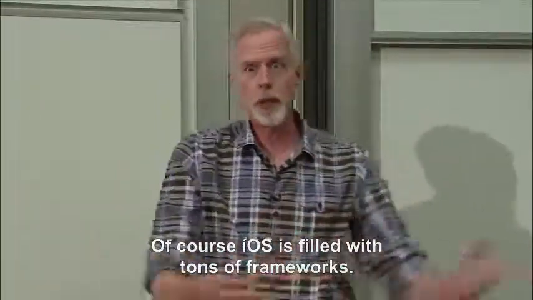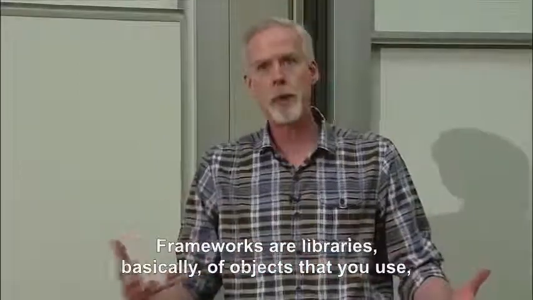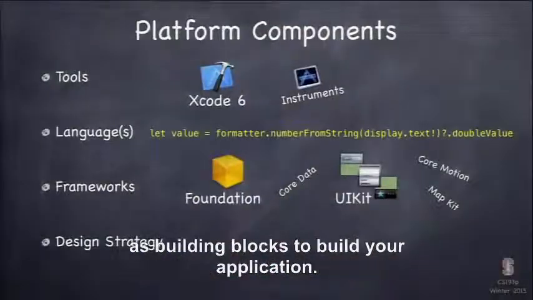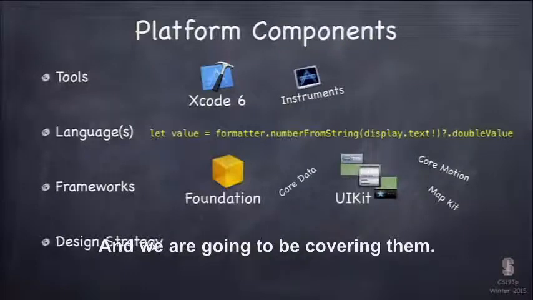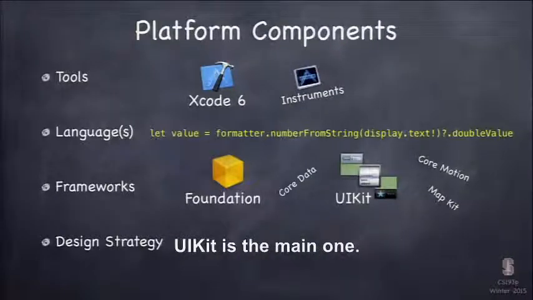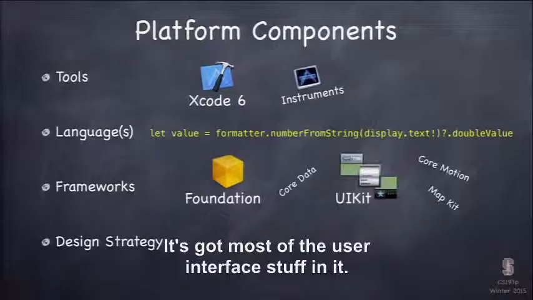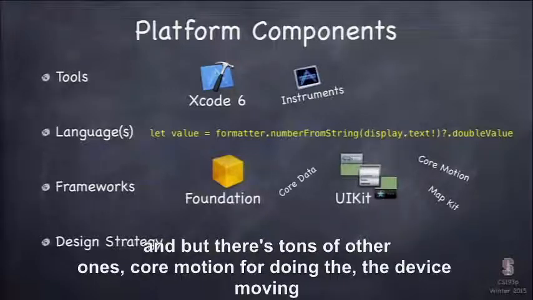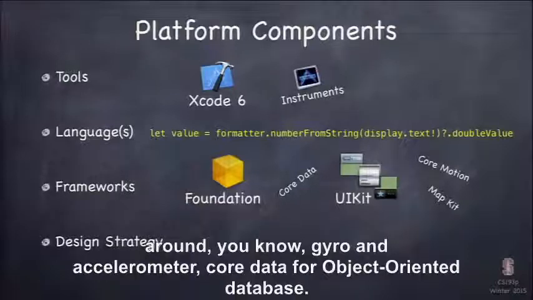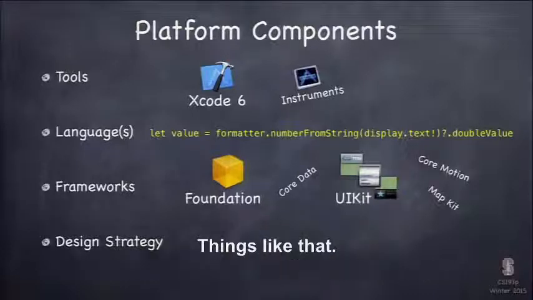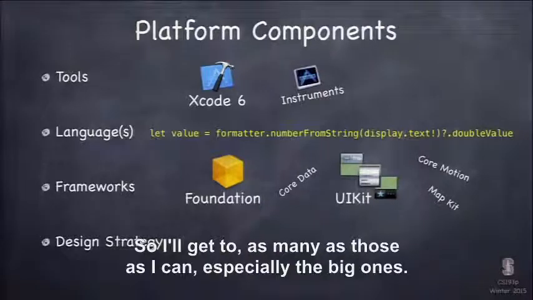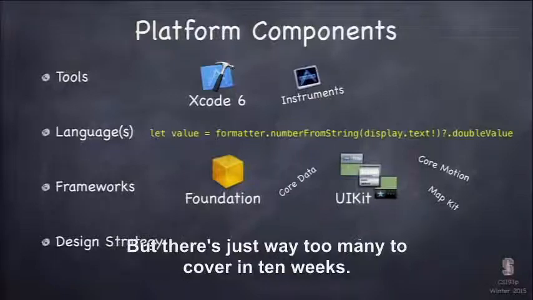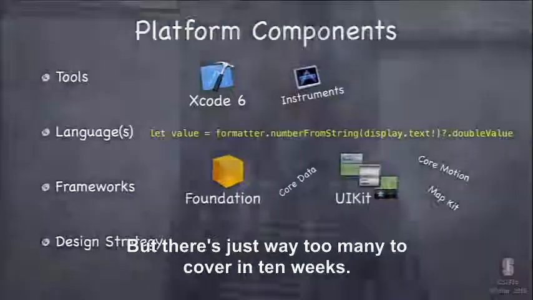Of course, iOS is filled with tons of frameworks. Frameworks are basically libraries of objects that you use as building blocks to build your application, and we are going to be covering them. UIKit is the main one. It's got most of the user interface stuff in it. Foundation is that core services layer that I was talking about. But there's tons of other ones. Core Motion for the device moving around, gyro and accelerometer. Core Data for an object-oriented database, things like that. So I'll get to as many of those as I can, especially the big ones. But there's just way too many to cover in 10 weeks.